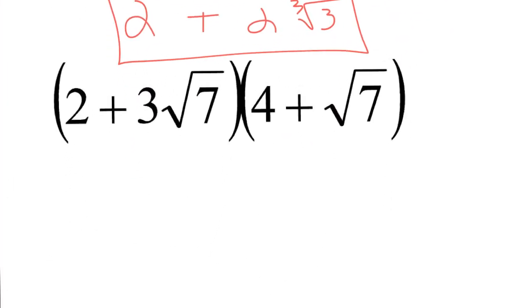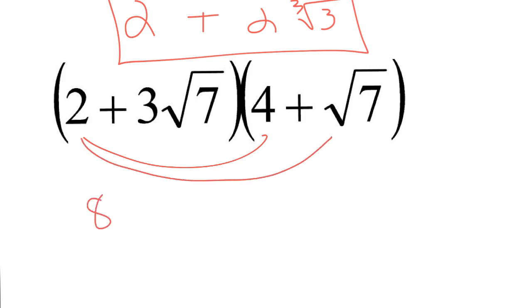Now in the second example down here, this is actually a FOIL question. It's a lot like 2 plus x and 4 plus x. And we can multiply those two things together using the FOIL pattern. So let's go ahead and do that. 2 times 4 is 8. On the outside, we get 2 radical 7. And on the inside, we get 12 radical 7.